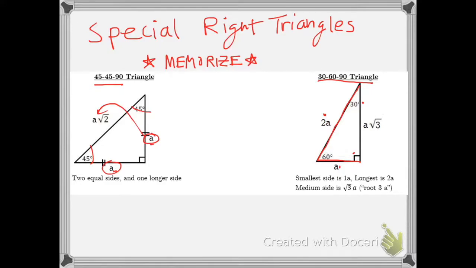Again, what A is depends on the particular problem. The fact is the ratio will be built from the special right triangle. And likewise, the medium side is not 2A, that'd be too big, and it's not just 1A, that's too small, so it's somewhere in between 1 and 2, namely it's the square root of 3. So once again, this ratio will help you deal with some problems.